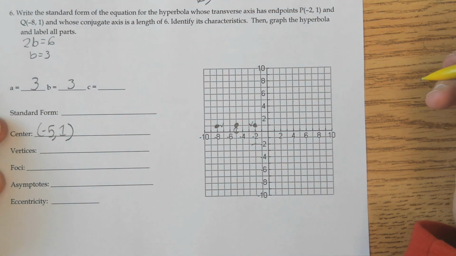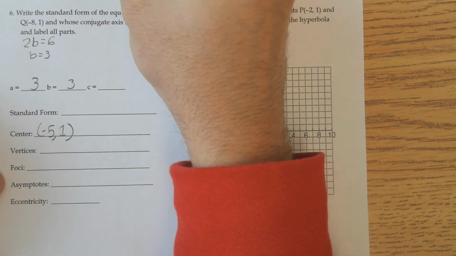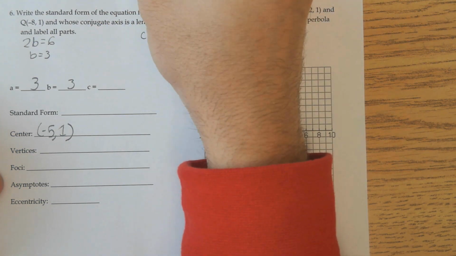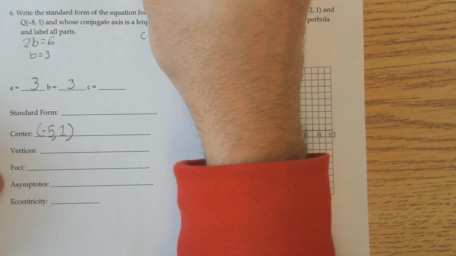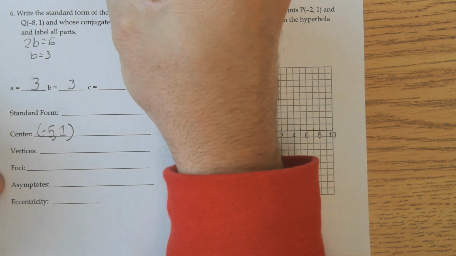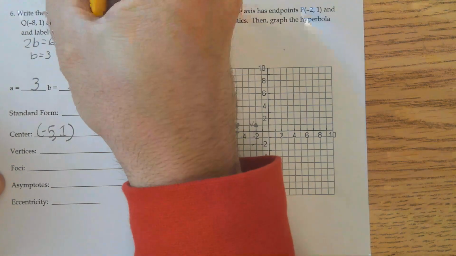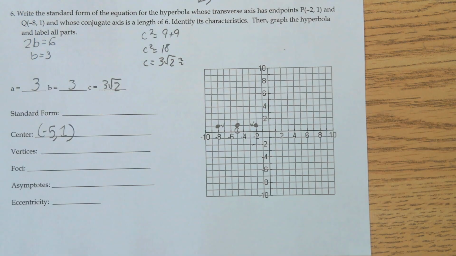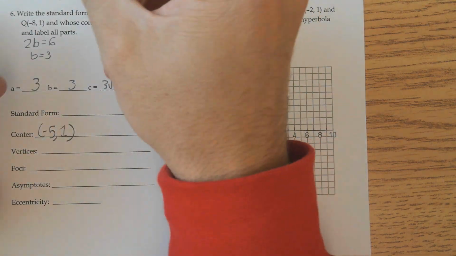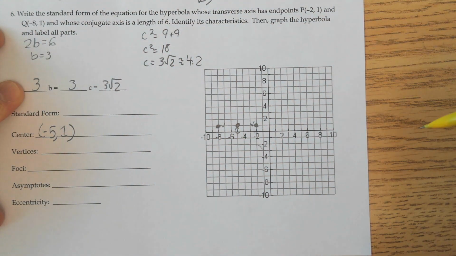So now that you have A and B, you can find C. So C squared equals A squared plus B squared, so 9 plus 9. So C squared equals 18. So then C equals 3 root 2. Which for graphing purposes, 3 root 2 is approximated to be 4.2.